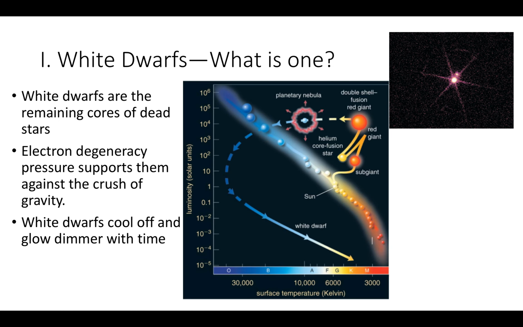So remember, white dwarfs are the remaining cores of dead stars. So they're down here in the HR diagram. And what supports them is this pressure on the inside called electron degeneracy pressure. And it overcomes the gravity, so gravity doesn't collapse upon it. White dwarfs cool off, they glow dimmer as time moves on.